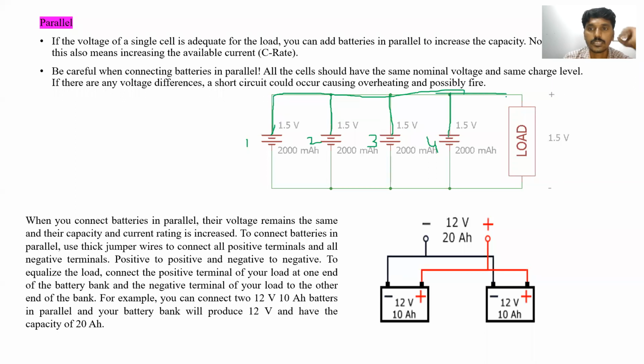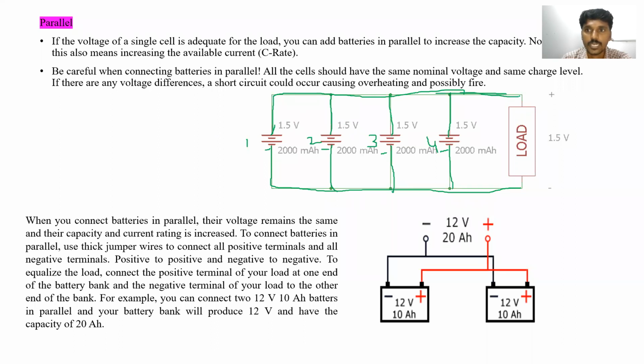Okay. Next, all the negative plates of each cell, negative plate of the first cell, negative plate of the second cell, negative plate of the third cell, negative plate of the fourth cell, all these negative plates are connected common. Is it right? So whenever the positive plates of all cells are connected common, and negative plates of all cells are connected common, then it will form a parallel connection. This type of connection is said to be parallel connection.